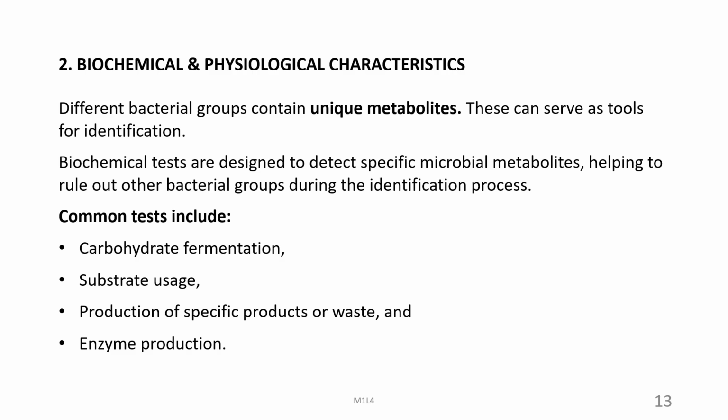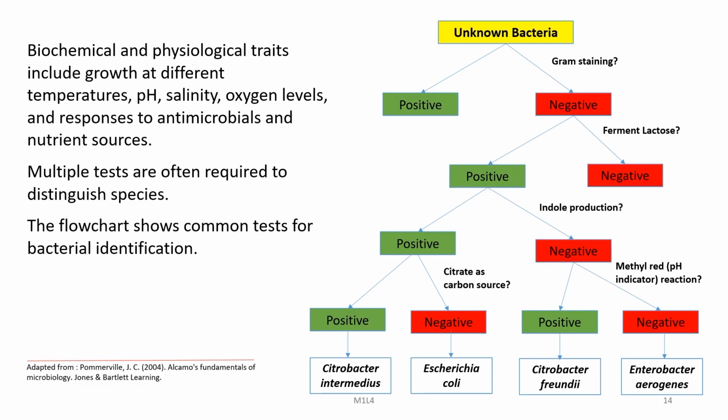Biochemical and physiological characteristics. Different bacterial groups contain unique metabolites. These unique metabolites can serve as tools for identification and also classification. Biochemical tests are designed to detect specific microbial metabolites, helping to rule out other bacterial groups during the identification process. Common tests are carbohydrate fermentation, substrate usage, production of specific products or wastes, and enzyme production, to name a few.